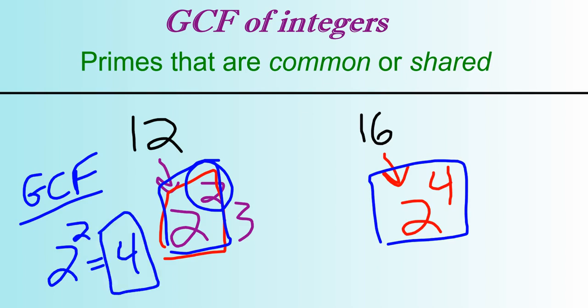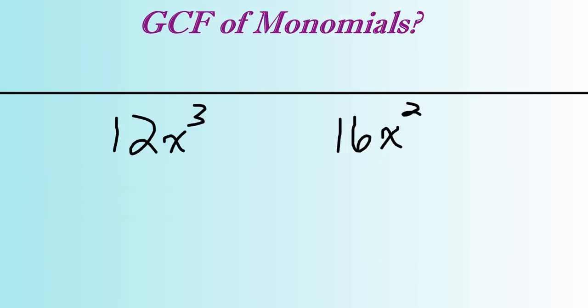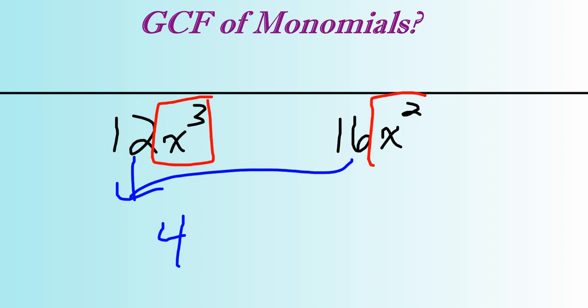And it turns out that process is pretty much identically the same when we have monomials. If we had 12x cubed and 16x squared, well, we would know, because we just saw it, that the GCF of 12 and 16 is 4. And that's not going to change just because we have some variables attached to it. What's different, though, is the fact that now we have some x's that could possibly be in common between 12x cubed and 16x squared.